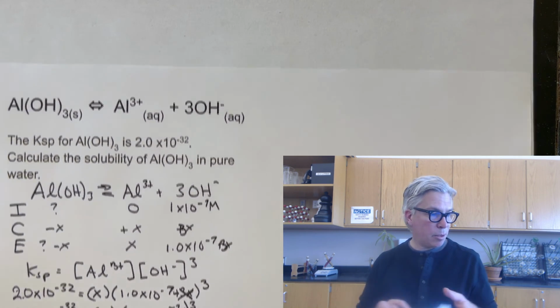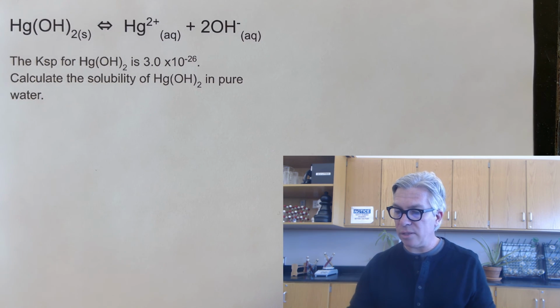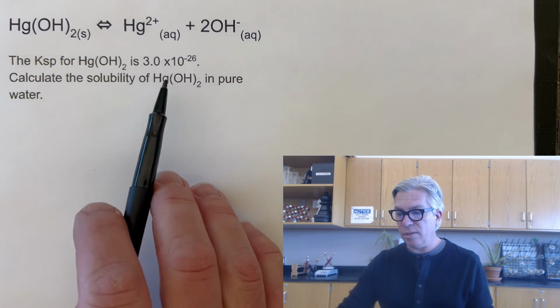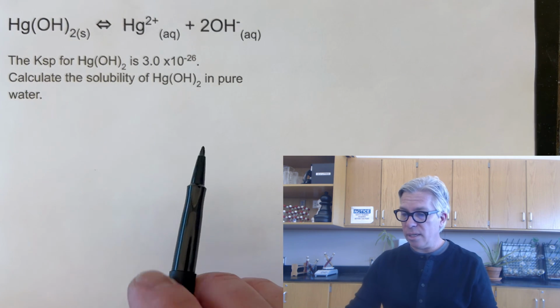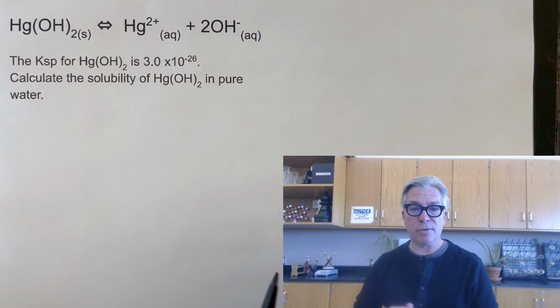And now we have our final pause the video moment, and we'll do another hydroxide compound. This is mercury 2 hydroxide, and its KSP value is something times 10 to the minus 26. Take a moment, pause the video, show your mastery of solubility, and come back to the solution in just a second.